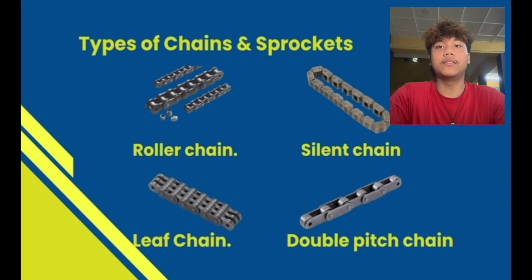Now we look at the types of chains used in aircraft systems. First, the roller chain. This is commonly used for general power transmission because it's efficient and reliable. Silent chain. This type is designed to reduce noise and vibration, making the system operate more smoothly. Lift chain. This is mainly used in lifting applications because it can handle very heavy loads. And lastly, double pitch chain. This is used in systems that operate at lower speed and require longer spacing between the components.